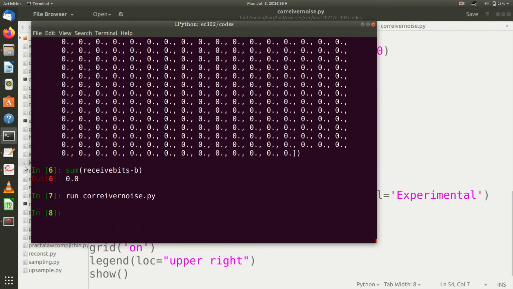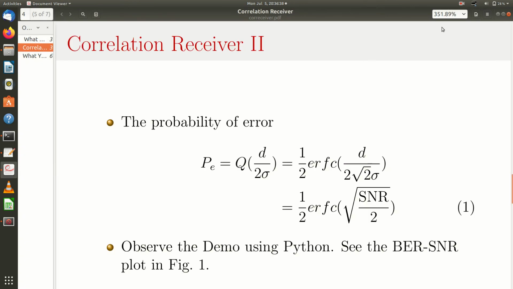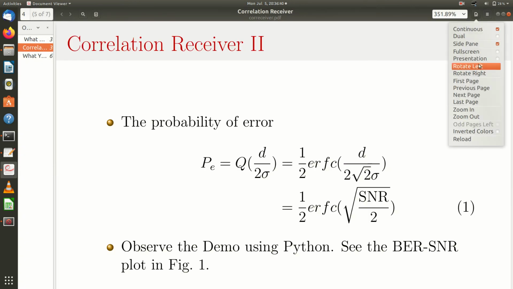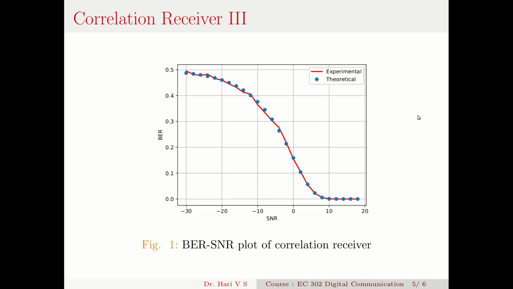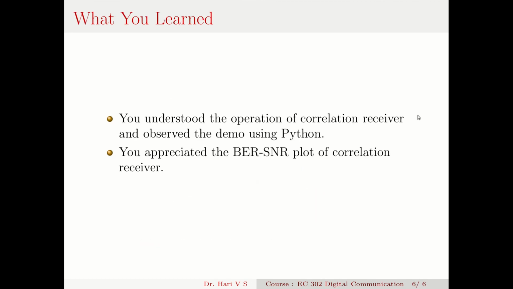Now let me go back to my presentation. So this is the BER-SNR plot. Now coming to the end, in this video you understood the operation of the correlation receiver and observed the demo using Python. Then you appreciated the BER-SNR plot of the correlation receiver, and that is the end of this presentation.